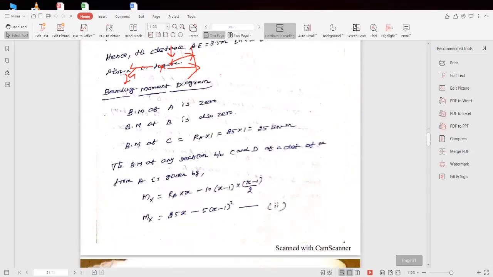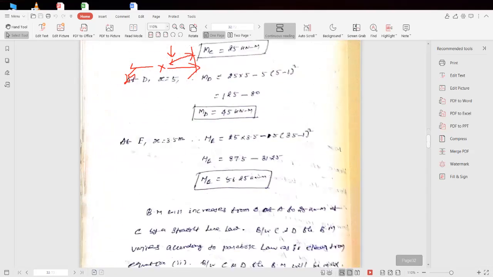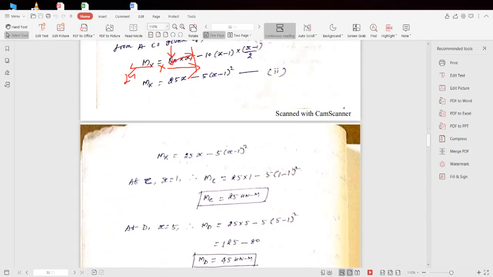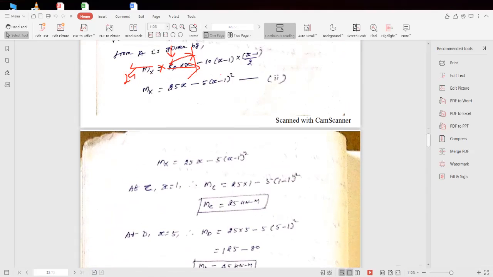So this is how you have to draw the shear force diagram and bending moment diagram for a beam subjected to a uniformly distributed load. So I hope you understand. Thank you.